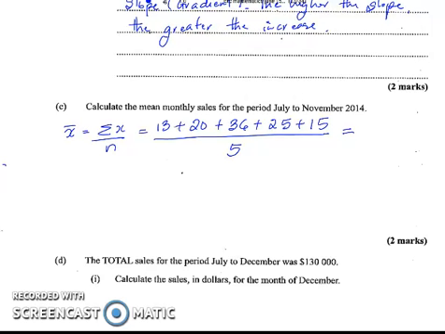So let's see what that adds up to. That is 13 plus 56 plus 40. And so this is 109. And 109 over 5, divide 109 by 5. You're going to get 21.8. And of course, that represents an average sale of $21,800. So calculate the mean monthly sale. The mean or average monthly sale is $21,800.